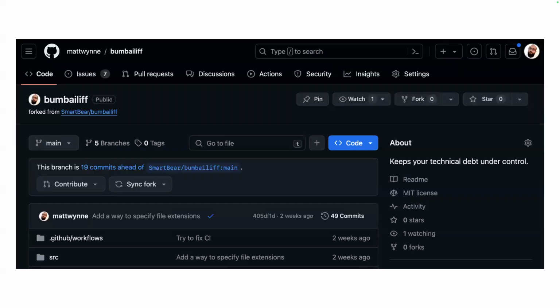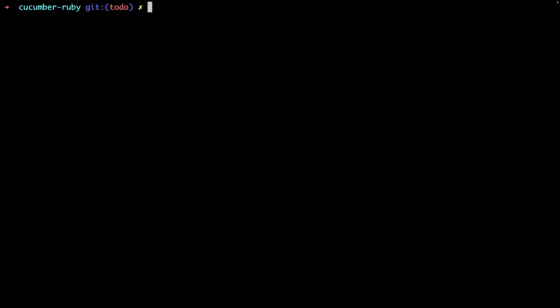And yeah, this is where you'll find it. We published it mostly when we were at Smart Bear. I don't work for Smart Bear anymore. And I forked it because I made some changes to it recently. So that's where to find it. And here's a quick demo, right?